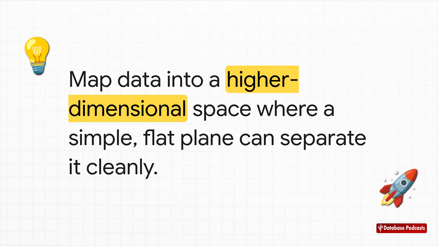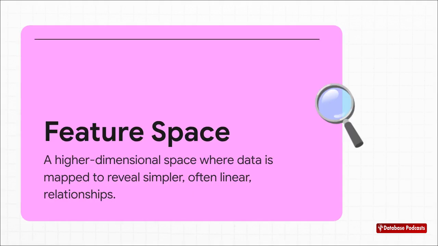Instead of trying to draw some complicated curvy line in 2 dimensions, what if we could just lift the data into a 3rd dimension? All of a sudden, that jumbled mess could become perfectly separable with just a simple, flat plane. And that's the core idea here. Map the data into a higher dimensional space where everything becomes simpler. And this new perspective? Well, it has a name. We call it the feature space.